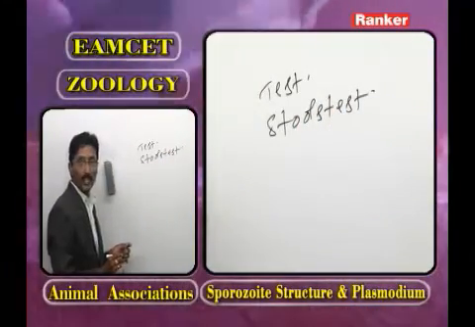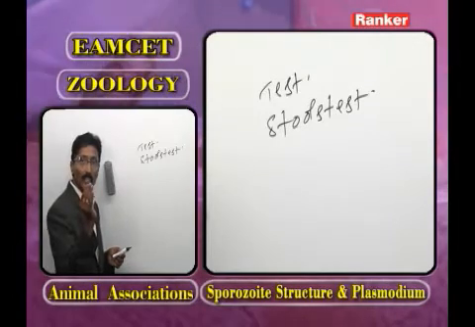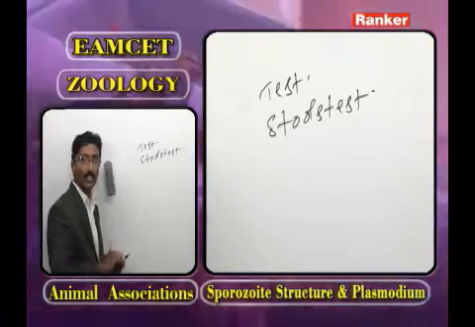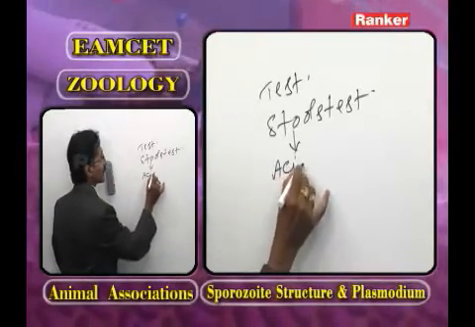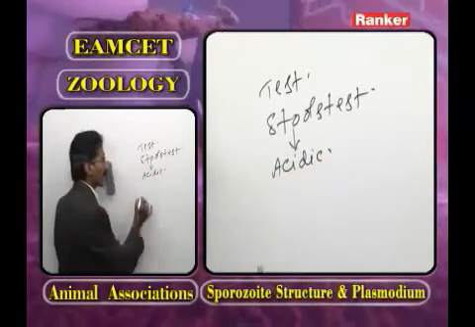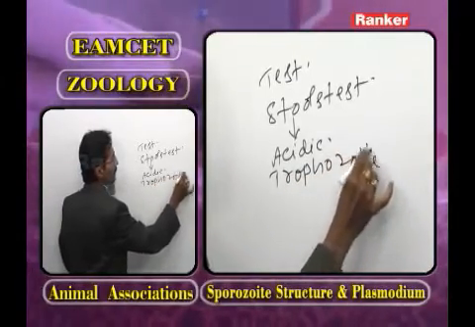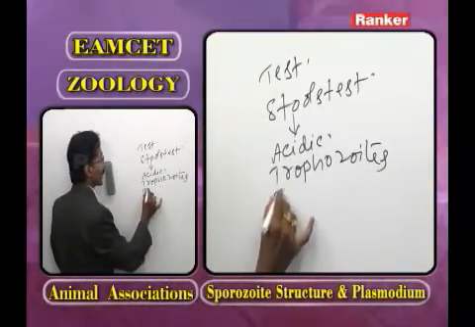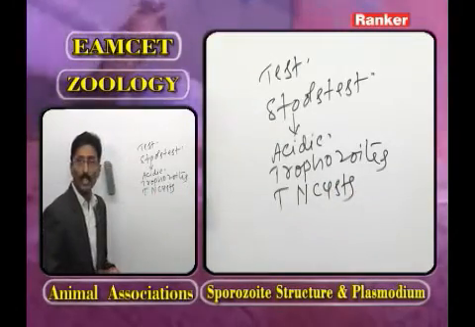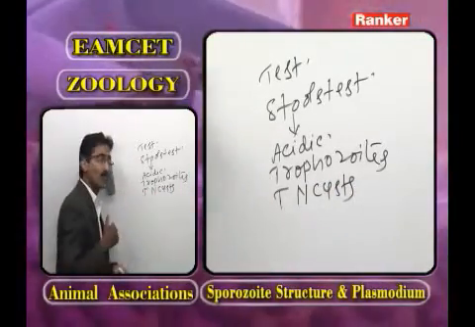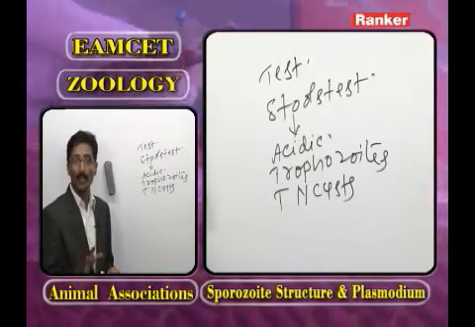What is the meaning of stools? Nothing but the fecal matter. Now the doctor examines the fecal matter of the patient. In the stools, if the stools are acidic in nature, if trophozoites are present, if tetranucleated cysts are present, no doubt the patient is suffering from what type of disease? That is amoebic dysentery or amoebiasis.